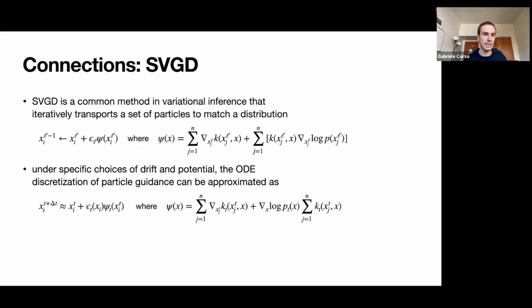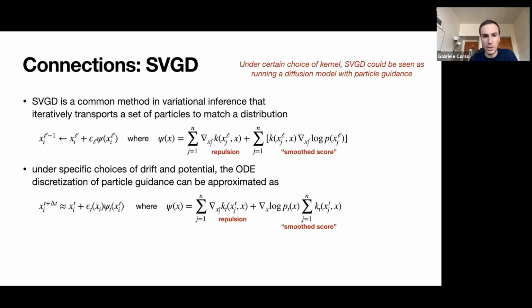However, you can actually see the ODE discretization of particle guidance as being approximated by this, and you can clearly see some similarity between SVGD and this particular instantiation of particle guidance, where you have this repulsion term in both cases, and then you have this smoothed out score. So in the case of diffusion model, obviously the smoothing comes from the fact that we are using the forward process, and that's how we smooth the score.